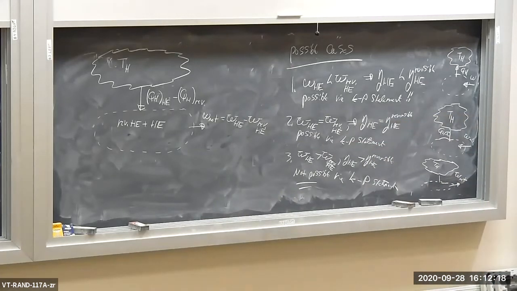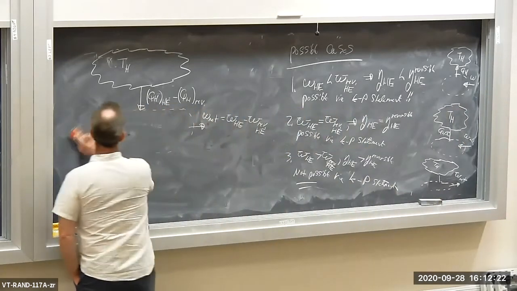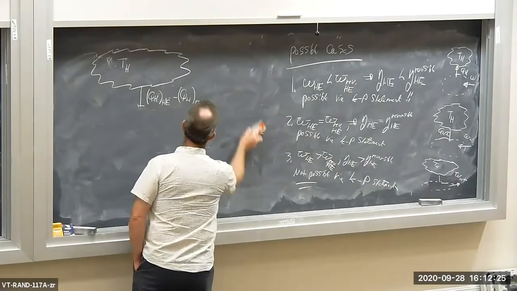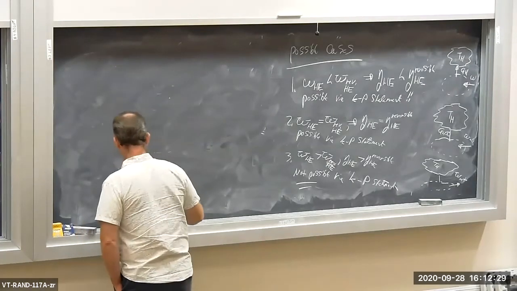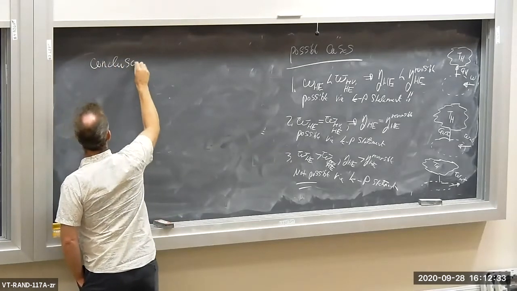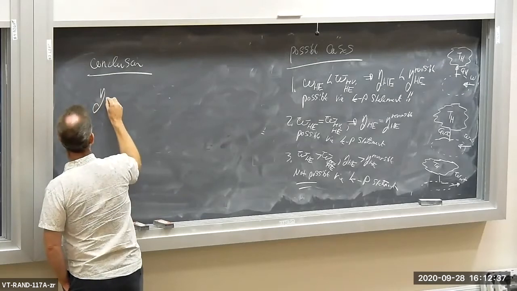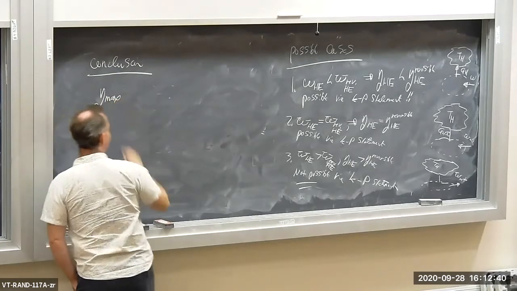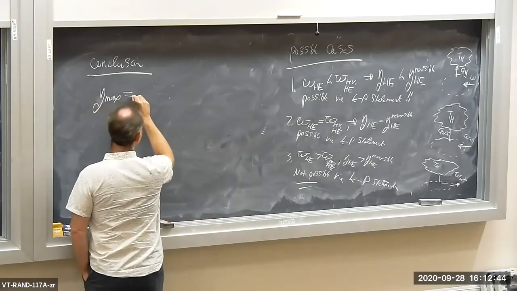What do we conclude? We conclude that the maximum possible efficiency of any heat engine, conclusion, the maximum possible efficiency of any heat engine is equal to the efficiency of the reversible heat engine.